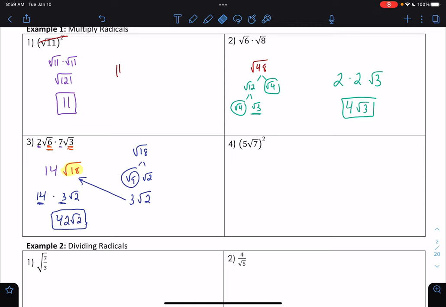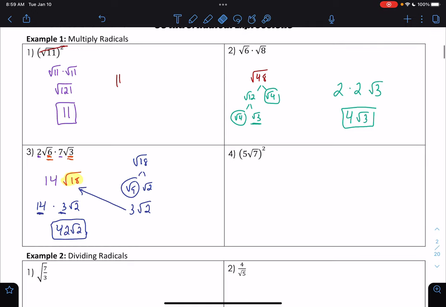So for the last one with multiplying radicals, we have 5 square roots of 7, and that whole quantity is being squared. Your gut instinct might be to say this is going to cancel that out, so we get 5 times 7, which is 35. But that's not the case, because your parentheses matter. What's being squared here? Well, the 5 is being squared, and the square root of 7 is being squared.